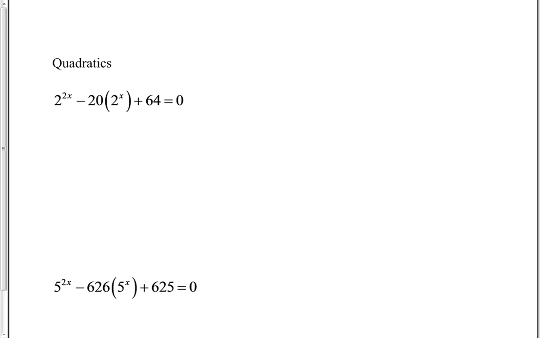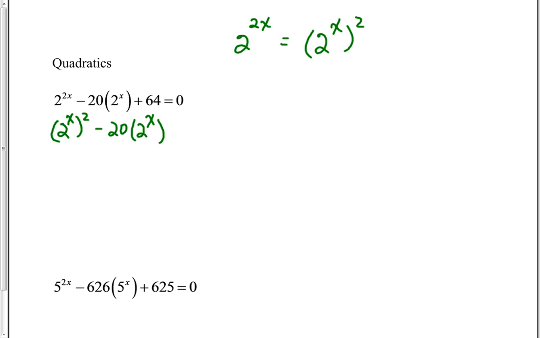I know that 2 to the 2x is the same as, okay, so that I'm multiplying 2 times x, so that must be power of a power. So that must be the same as 2 to the x squared. So I'm going to replace this as 2 to the x squared minus 20 times 2 to the x plus 64 equals 0. Now that looks pretty hideous, but it is something you've seen before.